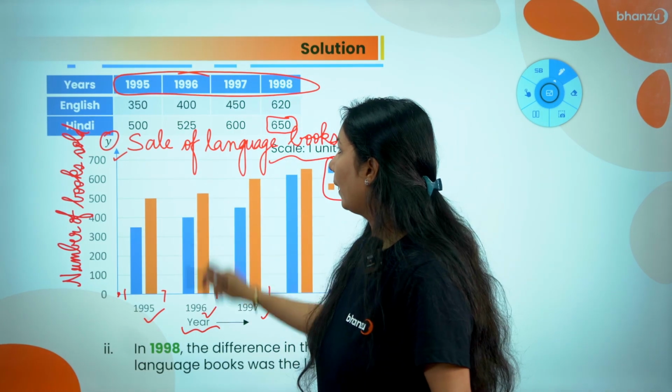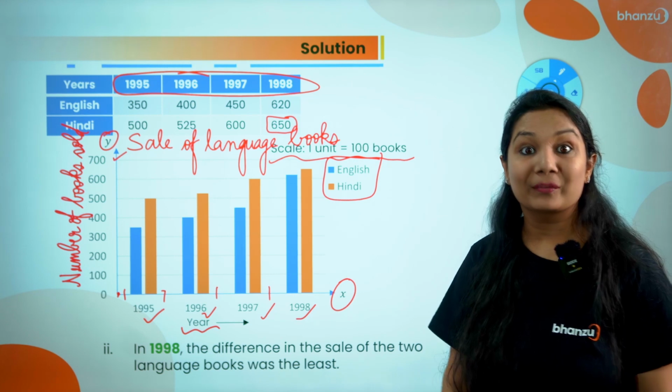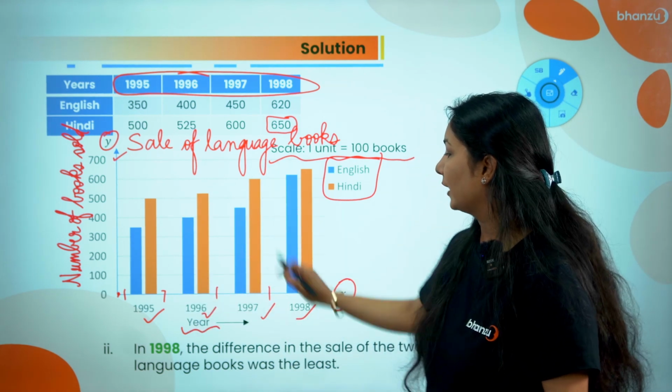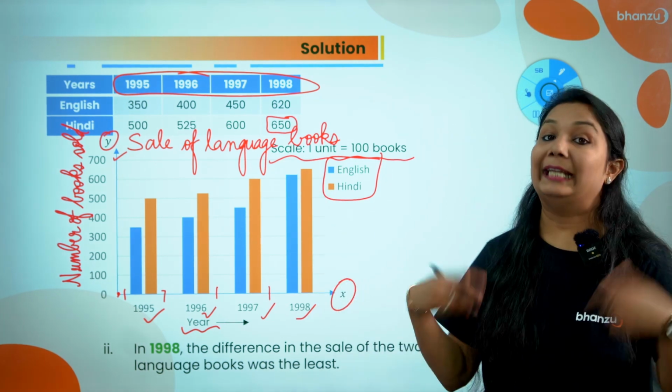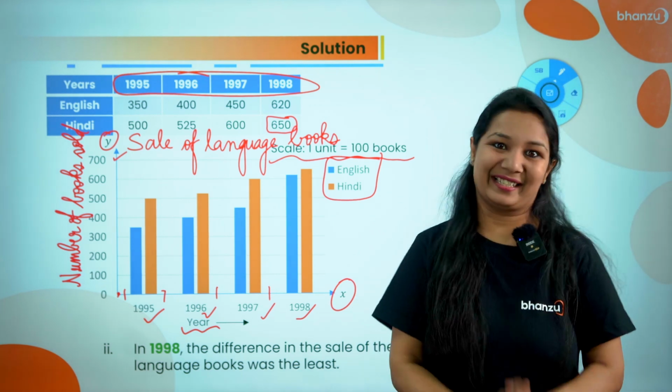Then go up 400 for English, 525 for Hindi, come back down. Again take a gap of 1 centimeter. Go up till 450, 600, come back down. Go till 620, 650, come back down. And then your bar graph is done. Your double bar graph is done.